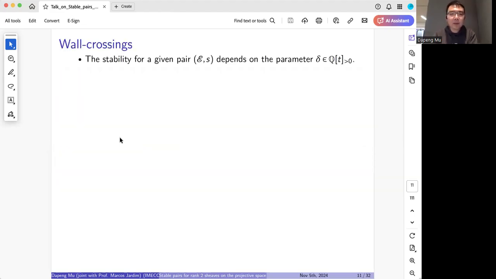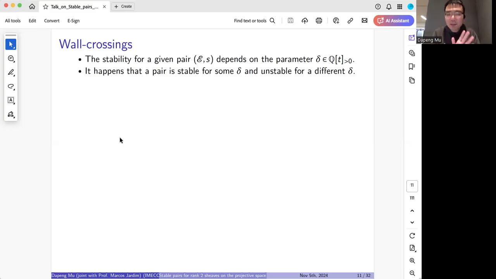Okay, so let me move on to the wall crossings. As I mentioned, we have a family of stability conditions. We don't have a single stability. The stability condition depends on a parameter delta. As delta varies, I think it's a natural phenomenon that we have wall crossings. Simply speaking, it means the following thing. In many cases, it happens that a pair is stable for some delta, but is unstable for some different delta.